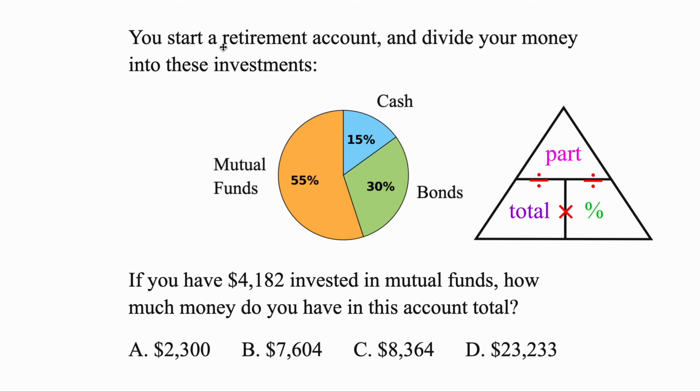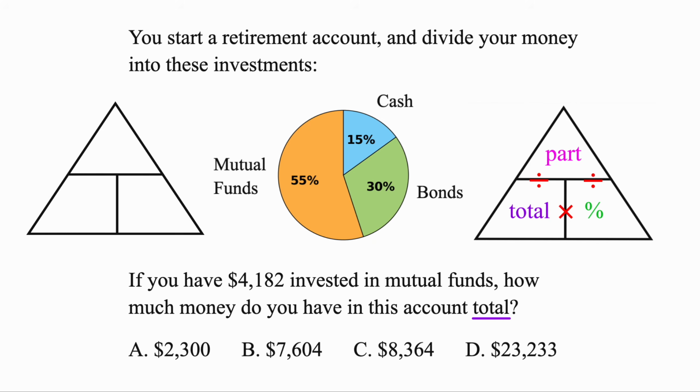This time, you start a retirement account and divide your money into these investments: mutual funds, cash, and bonds. If you have $4,182 invested in mutual funds, how much money do you have in this account total? Well, this is interesting because now we want to find the total in the account, so we want to find the bottom left value. Let's redraw this triangle. We'll put a question mark down there. So what else do we know?